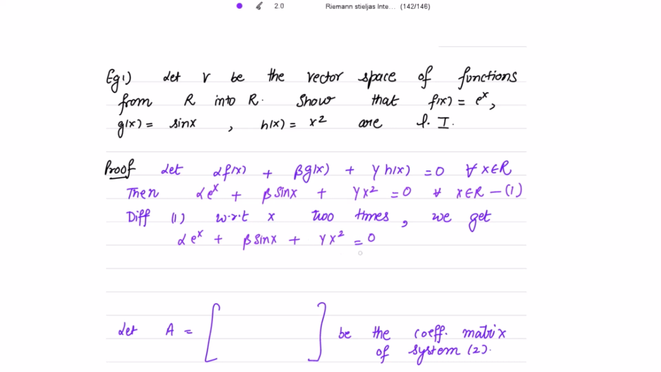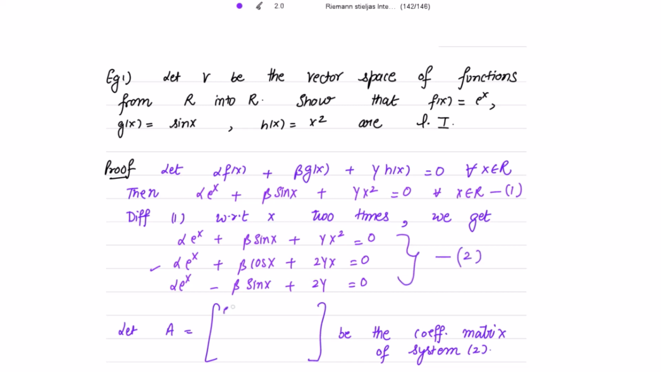Differentiating this first, this is alpha e^x plus beta cos x plus 2 gamma x. And then again differentiating this, so this is alpha e^x minus beta sin x plus 2 gamma equal to 0. Right? Now taking the coefficient matrix for this system.